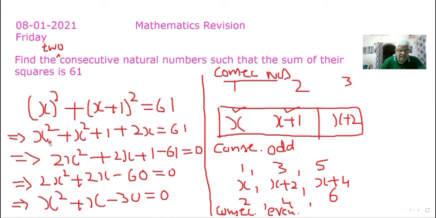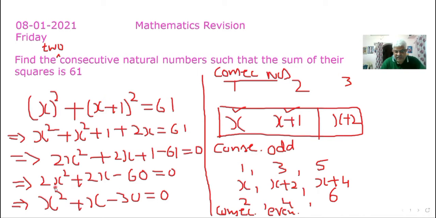x into x is x square. This I remove by using (a plus b) whole square, a square plus b square plus 2ab. That is x square plus 1 square, which is 1, plus 2 into x into 1, which gives 2x, equals 61. Now x square plus x square is 2x square, plus 2x, plus 1, and then minus 61, because the plus 61 is shifted to the left. So minus 61 equal to 0. Now plus 1 minus 61 gives minus 60.